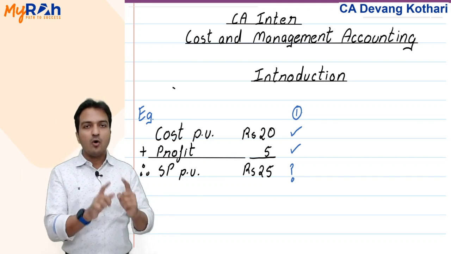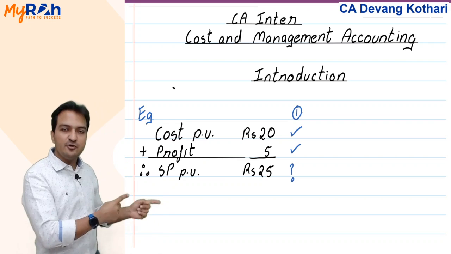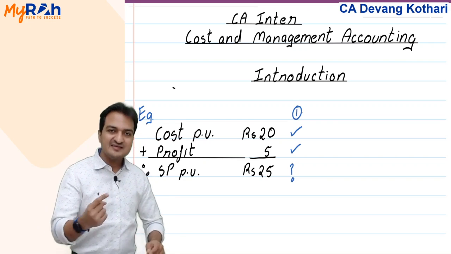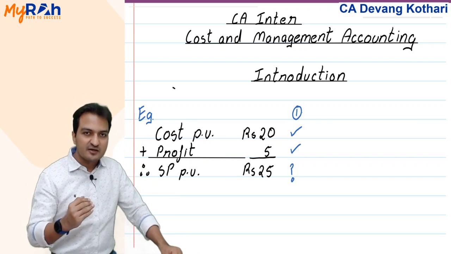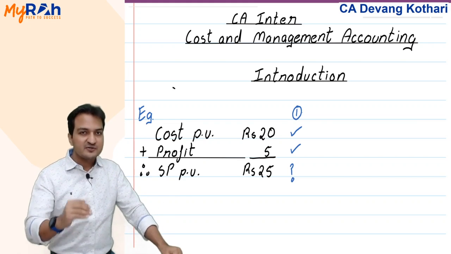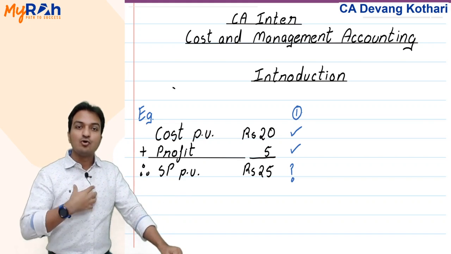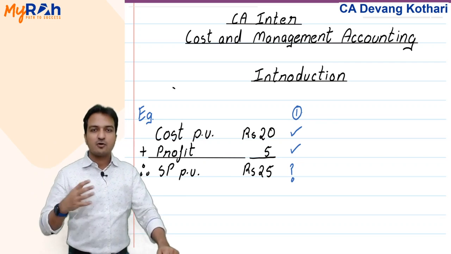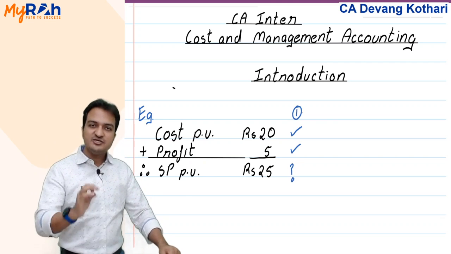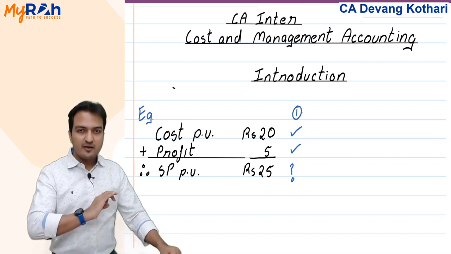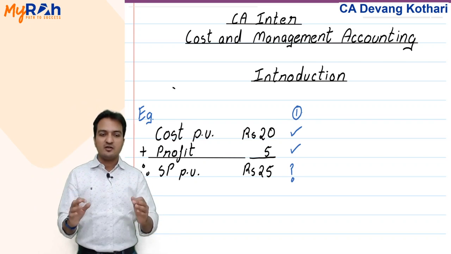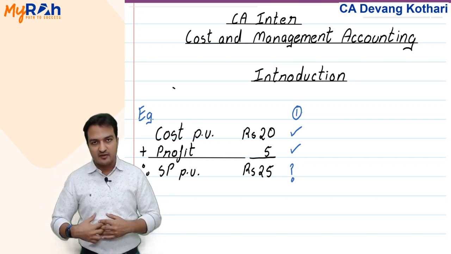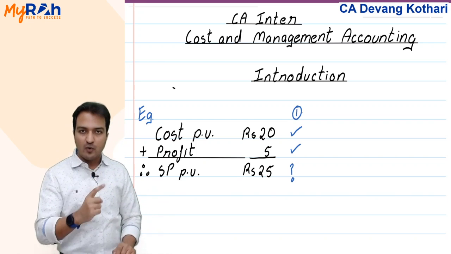In fact, whatever such calculations we do in cost accounting, it is for what purpose? It is for my own internal calculation. It is for my own internal decision making. Yes, my entire subject of costing is purely for internal decision making. This is my difference number one.